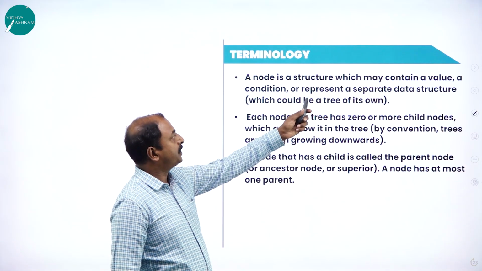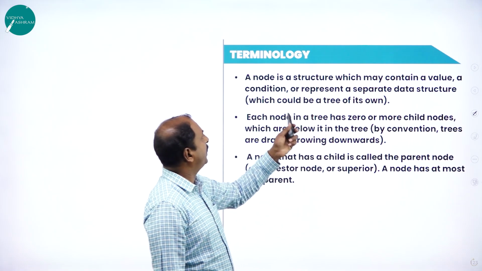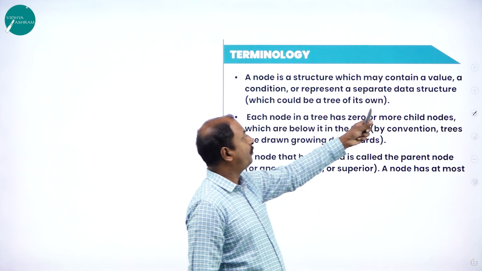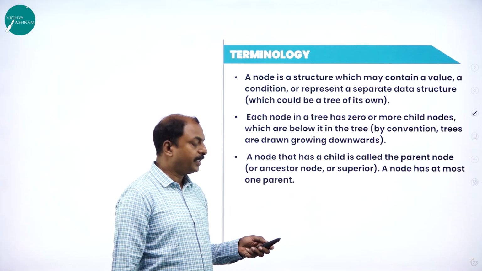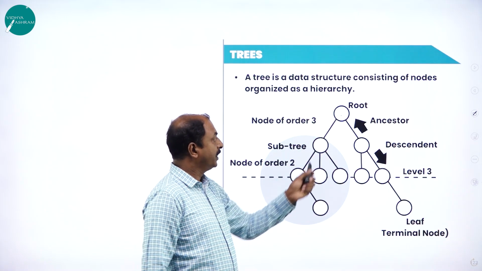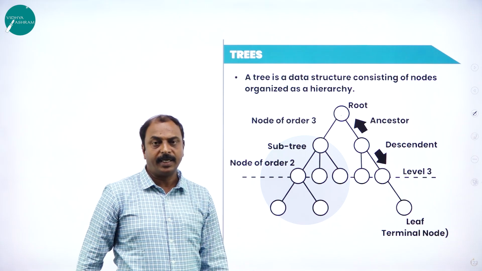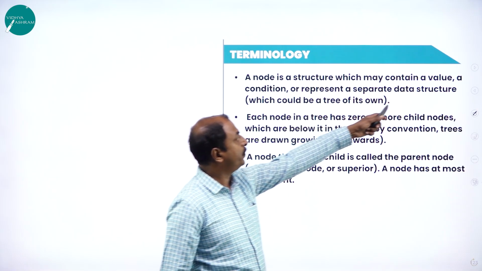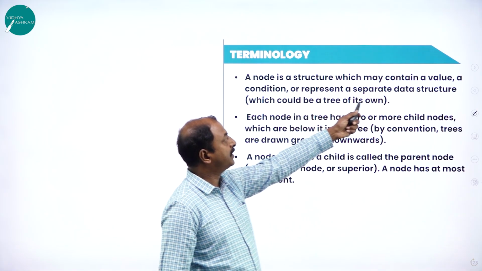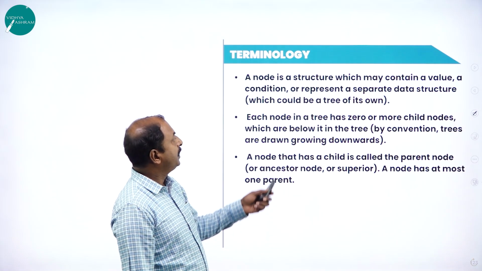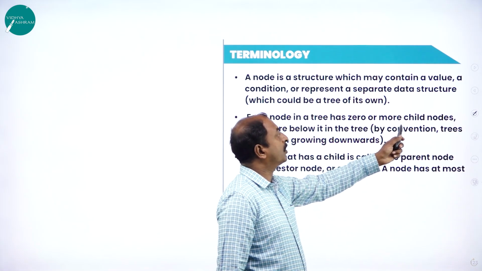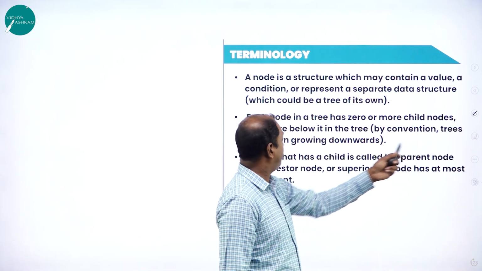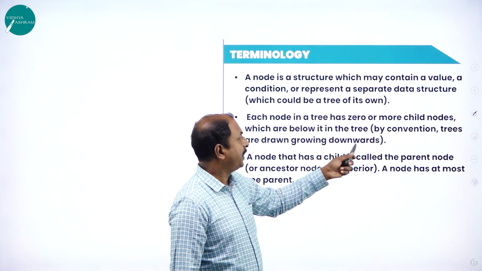Now a node is a structure which may contain a value, a condition, or represent a separate data structure which could be a tree of its own. So here, what we have seen in the previous slide, these are the nodes. These nodes may contain a data item, which is nothing but any value. So it may contain a value or a condition, or it can be a separate data structure also. Each node in a tree has 0 or more child nodes which are below it in the tree. By convention, trees are drawn growing downwards.